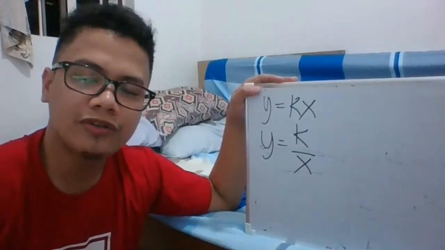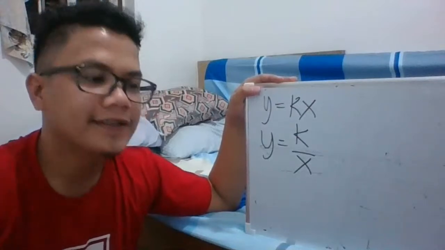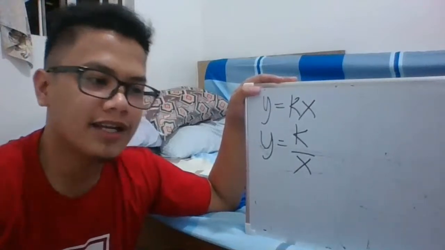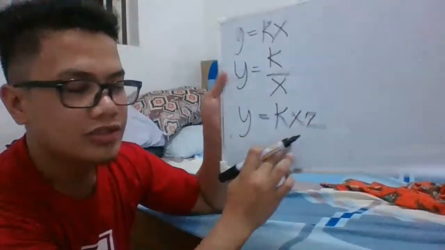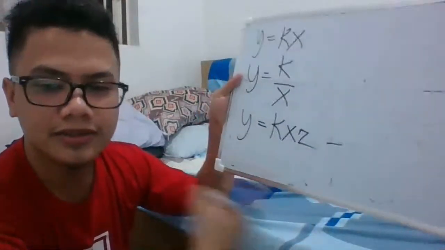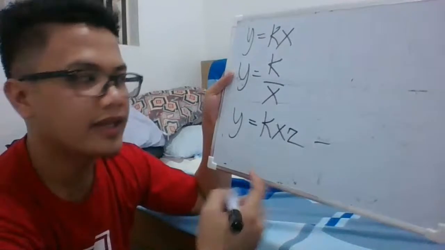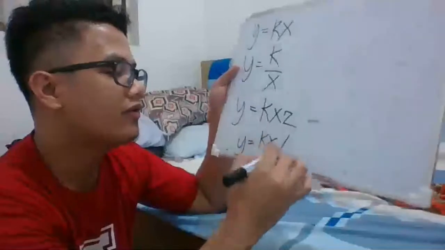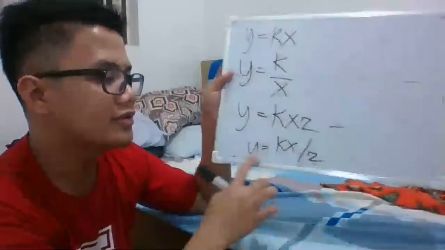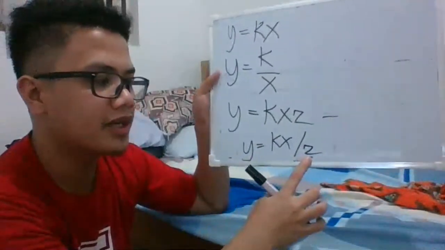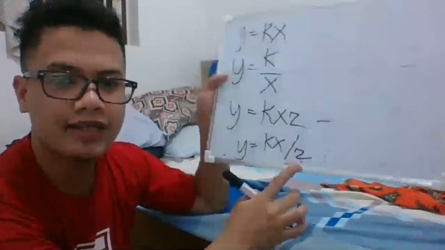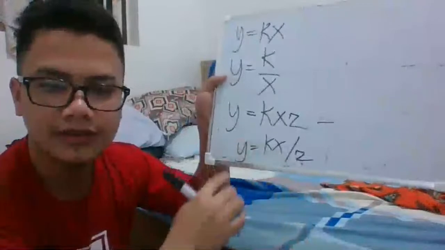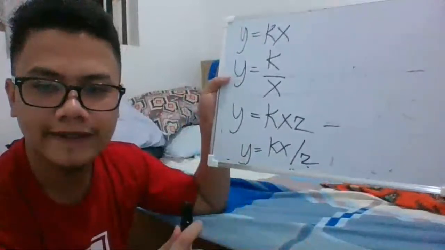So, merong true or false, multiple choice, then problem solving, at saka yung sa graph. Z for joint variation. Then, lastly, we have y equals kx over z. As you can see, merong directly at saka merong inversely. Kaya siya combined variation. Okay?